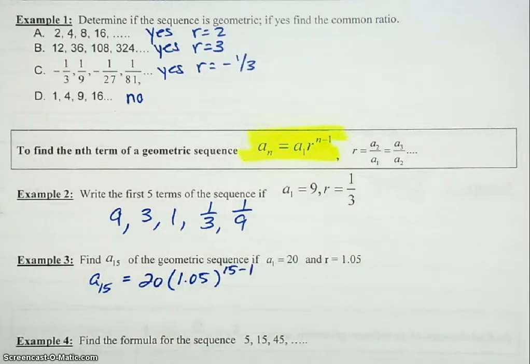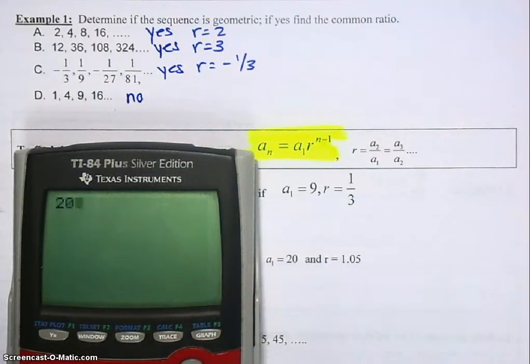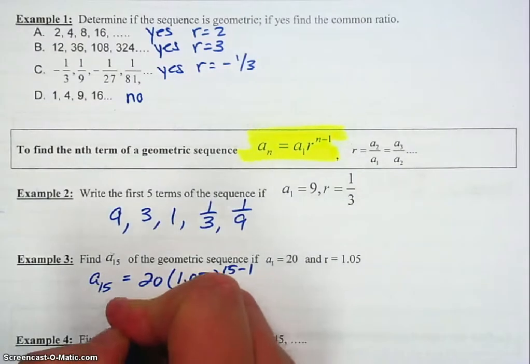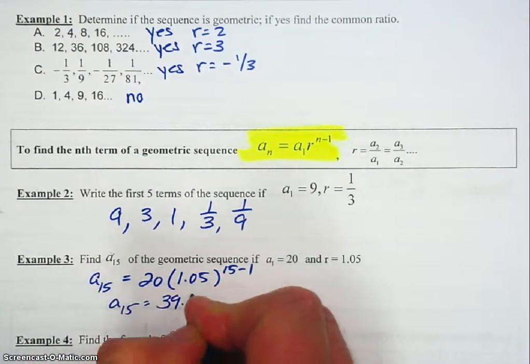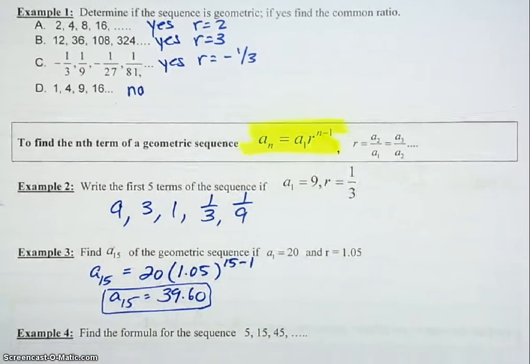Okay? So if you wanted to type it all in your calculator, you do 20 times 1.05 raised to, but then if you're going to do 15 minus 1 like that, you have to put it in parentheses. So that would give you the answer. I think the better way to do it is to go ahead and just say, okay, 15 minus 1 is 14, and do it like that. And we get our answer 39.60. Okay? So here, A15 is 39.60. All right? Not too bad there either.